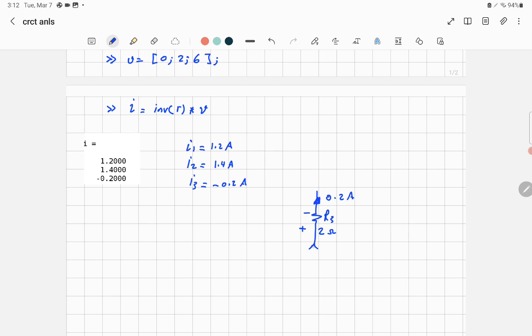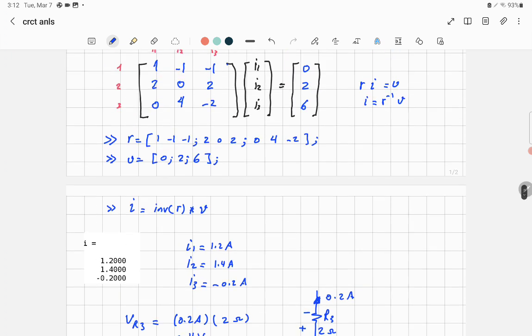Why? Because the current would be flowing in this direction. It flows from the positive to the negative. So if you are asked to find the voltage across R3, according to this polarity that I assigned to R3, you say I3 or negative I3, which is equal to 0.2 amp multiplied by the value of the resistance, which is 2 ohm. So you get 0.4 volt. So that's the voltage across R3.